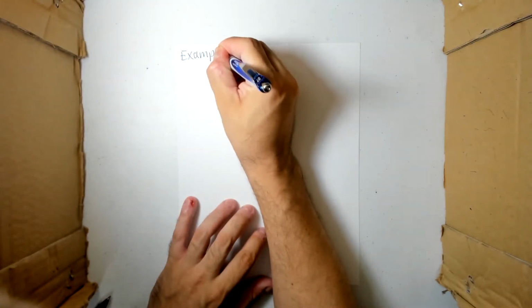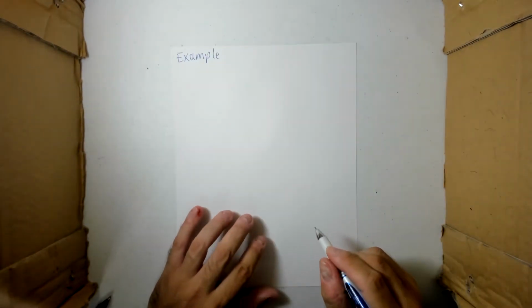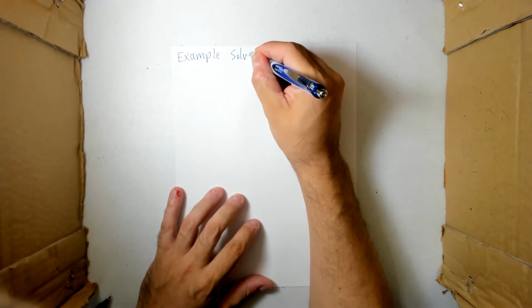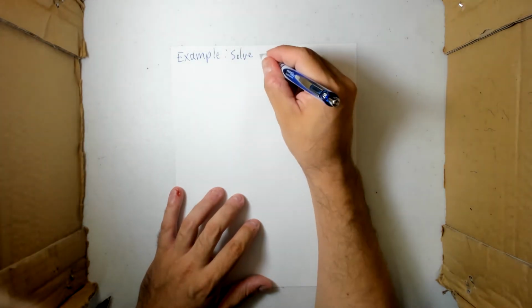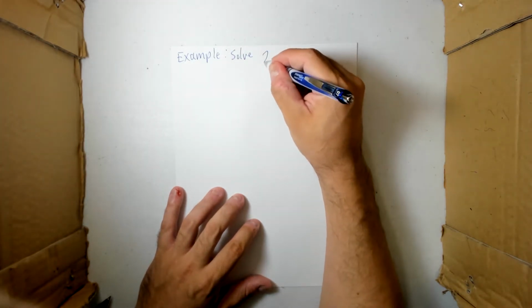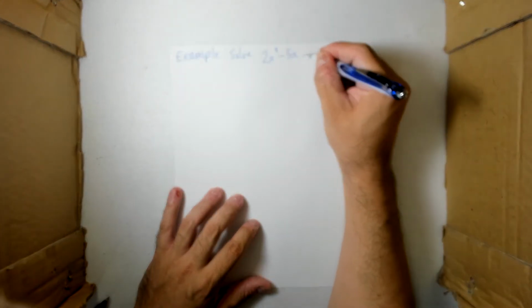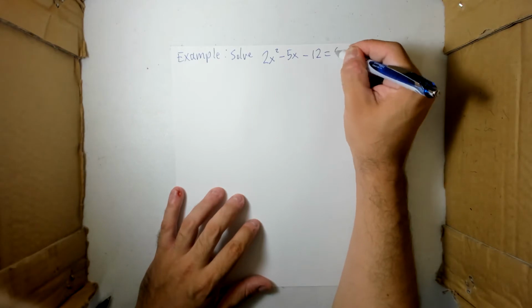So now we're going to do another factorization problem. We want to solve the equation 2x squared minus 5x minus 12 equals 0. Okay?